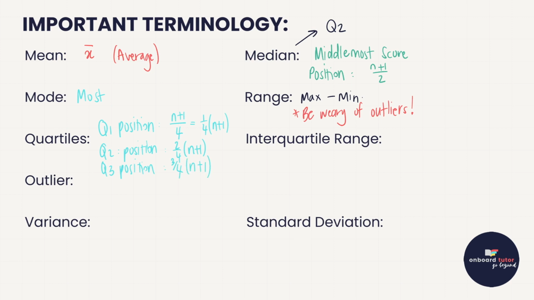I have found most of my students prefer to write it like this, but you can write it as n plus 1 over 4, 2 times n plus 1 over 4, and 3 times n plus 1 over 4. Or you can just say 1 quarter, 2 quarters, and 3 quarters. And that will give me the position, and then I go and check in my data which score lies at that position, and then I can work it out.